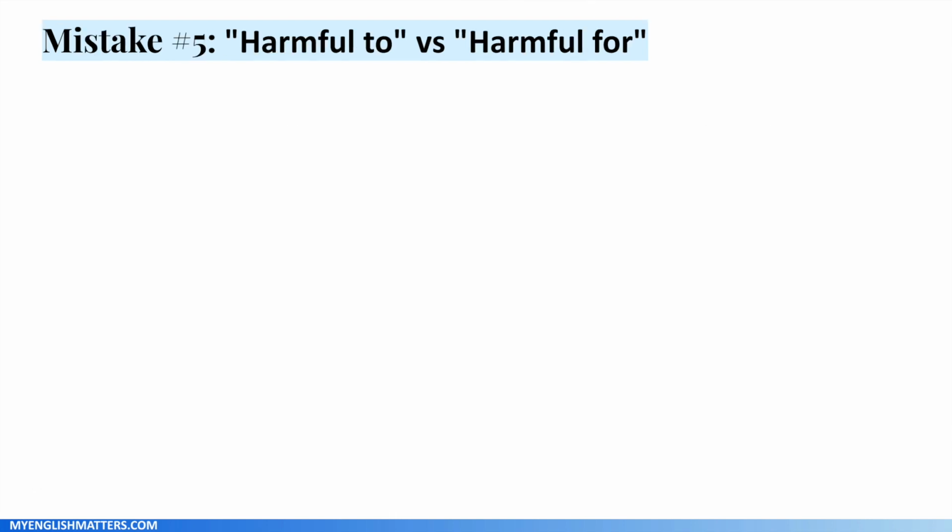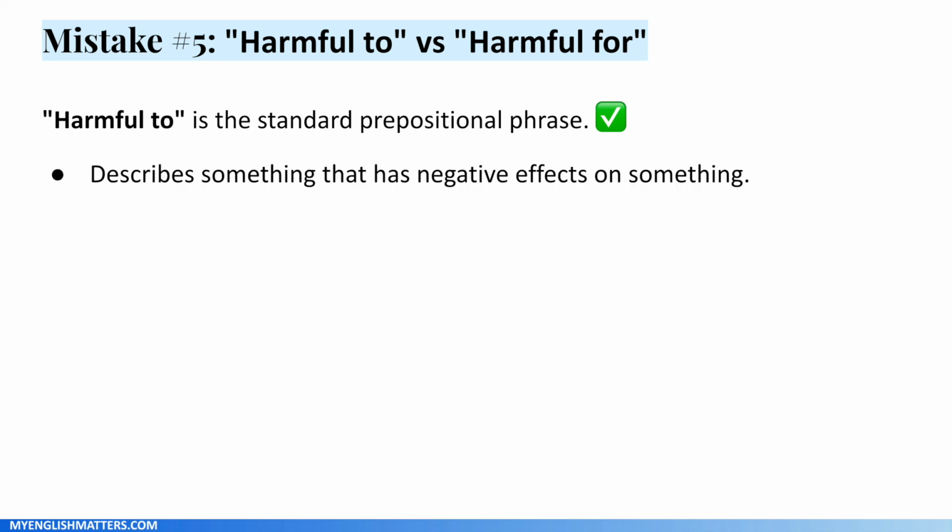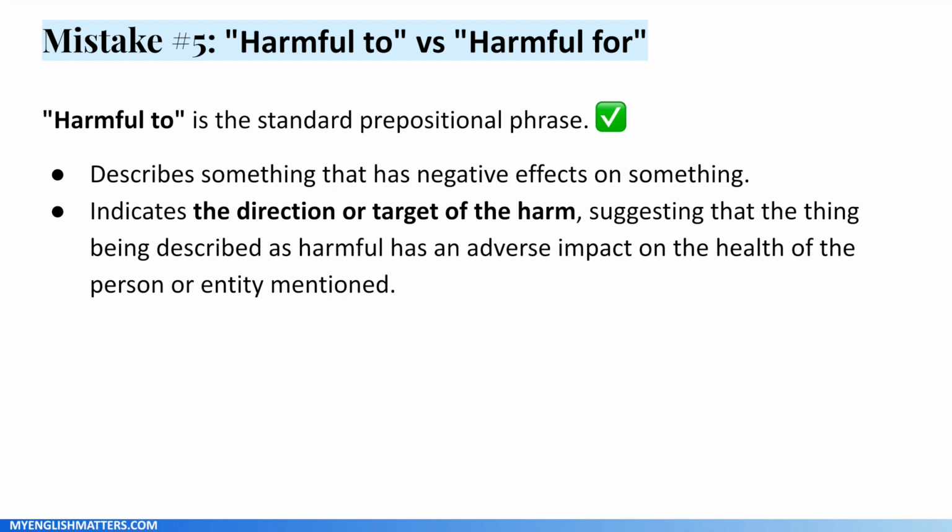Now, common mistake number 5. Harmful to versus harmful for. Harmful to is the standard prepositional phrase used to describe something that has negative effects on something else. It indicates the direction or target of the harm, suggesting that the thing being described as harmful has an adverse impact on the health of the person or entity mentioned.